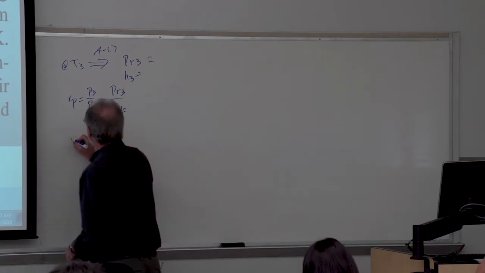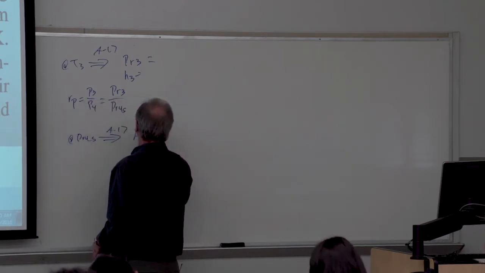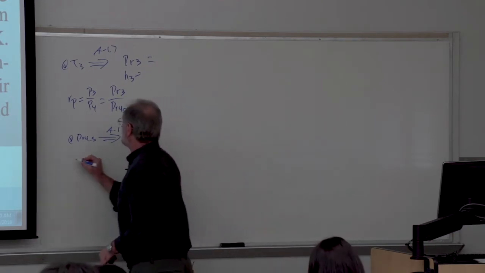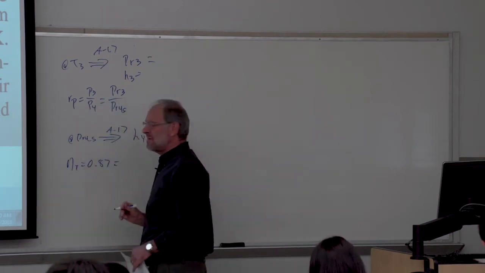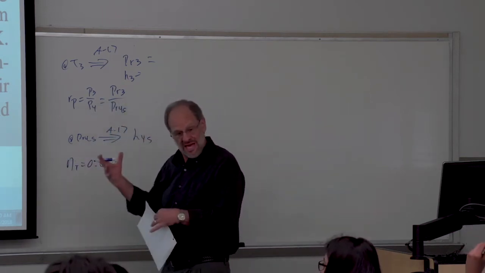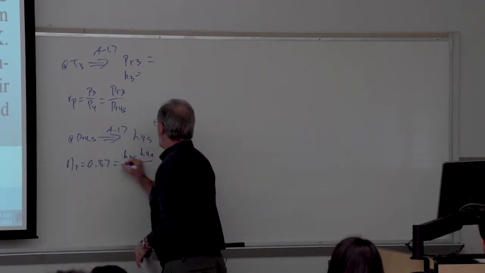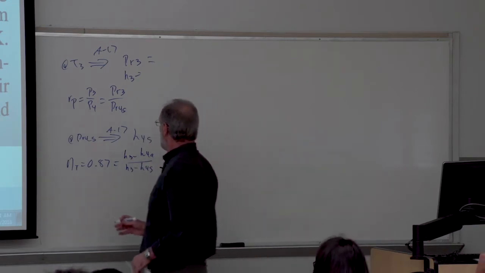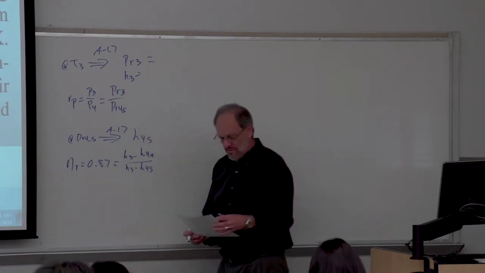Once we found PR4S, we're going to go back into table A17 and look up H4S. And then once we have H4S, we're going to apply the turbine's isentropic efficiency, which is 0.87, to get H4A, right? This is the actual over the ideal work now. So this is H3 minus H4 actual over H3 minus H4S. So this will then allow me to find the actual enthalpy at point 4.